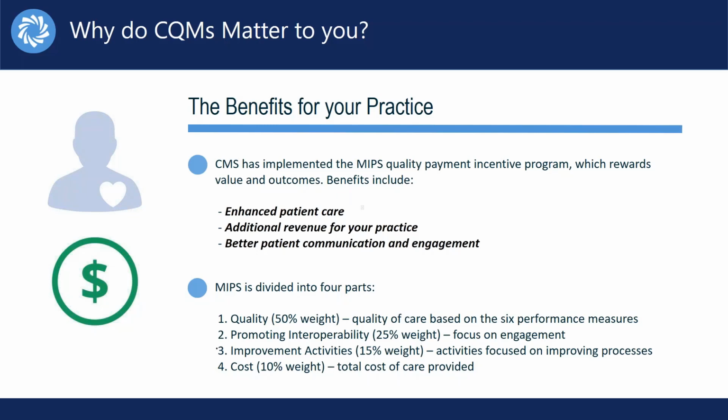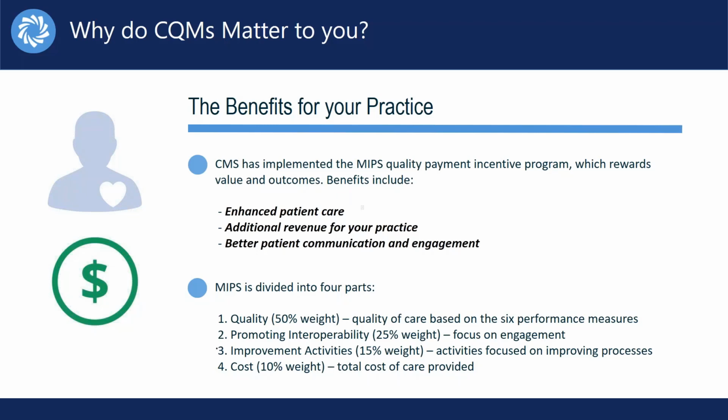Beyond that, promoting interoperability is worth 25% of your score, which focuses on interoperability and electronic engagement. Improvement activities, which is 15% of your score, are measures that focus on improving your practice. And the last category, which is new this year, is cost, which is worth 10% of your score. It looks at the total cost of care provided, your Medicare spending per beneficiary and total cost per capita. So all of these are worth a different weight, with quality being the most.